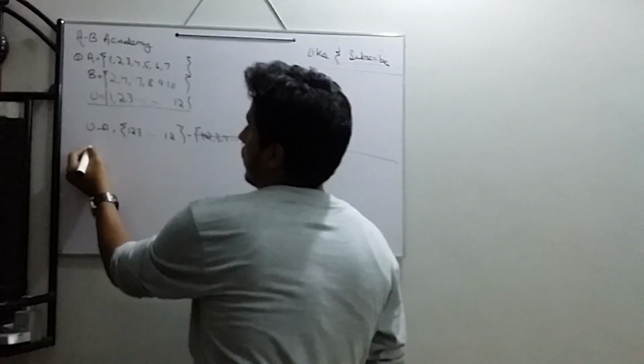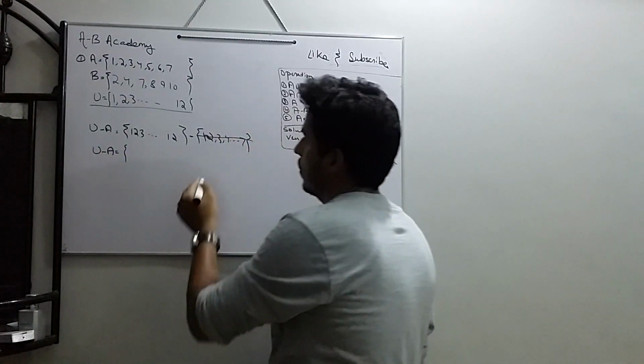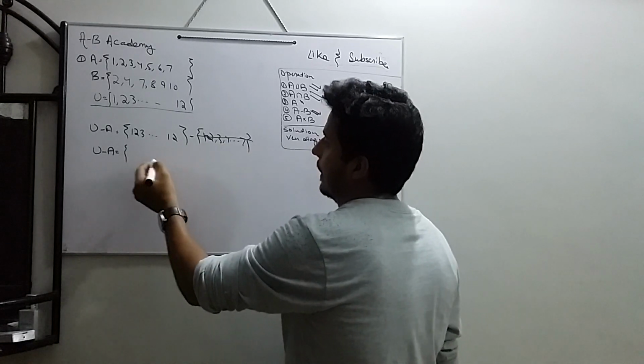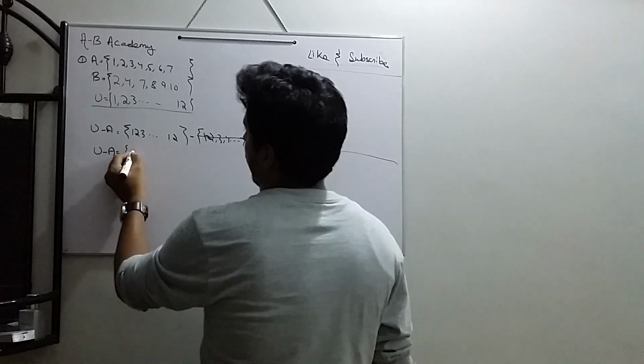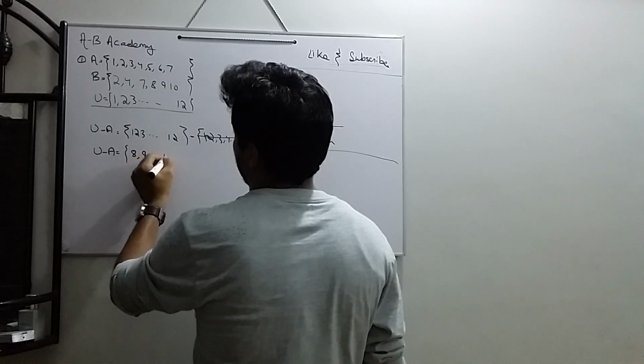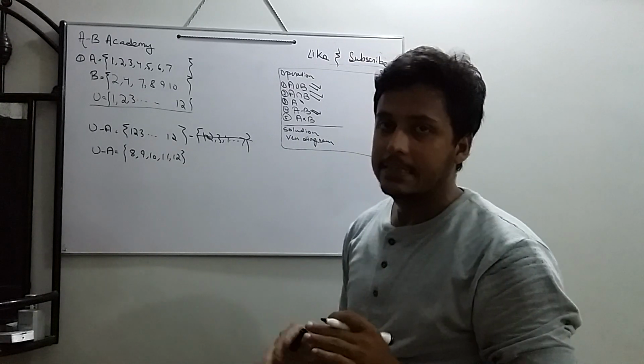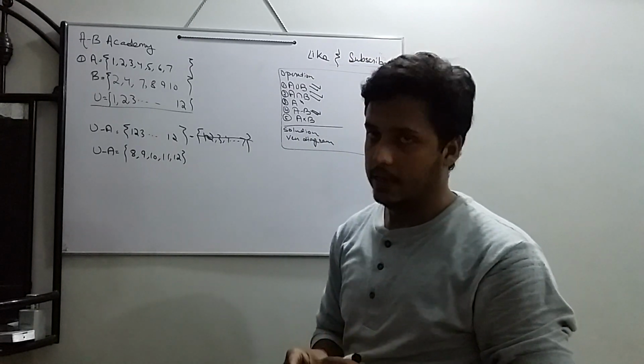Okay, now what are the remaining of U minus A? Simple. From 1 to 7 we will neglect, and write down afterwards 8, 9, 10, 11, 12. This is U minus A.